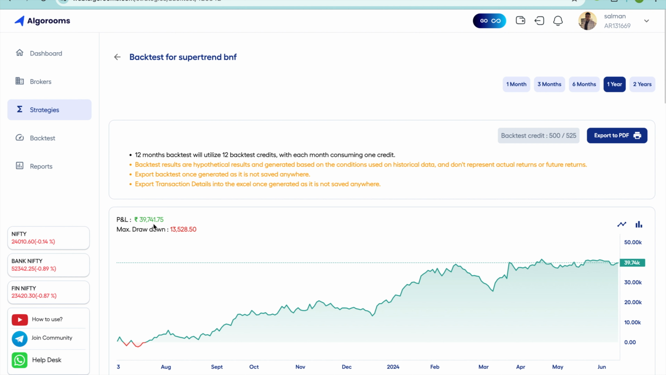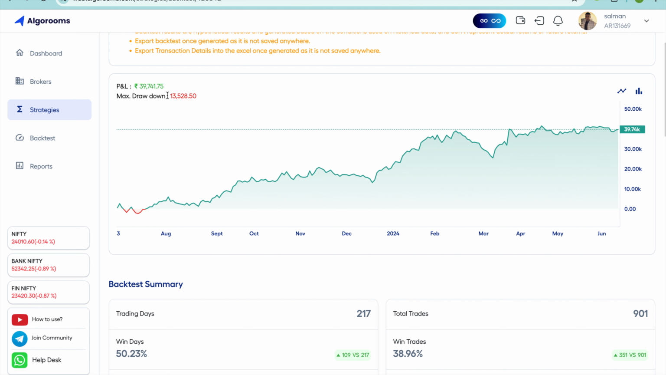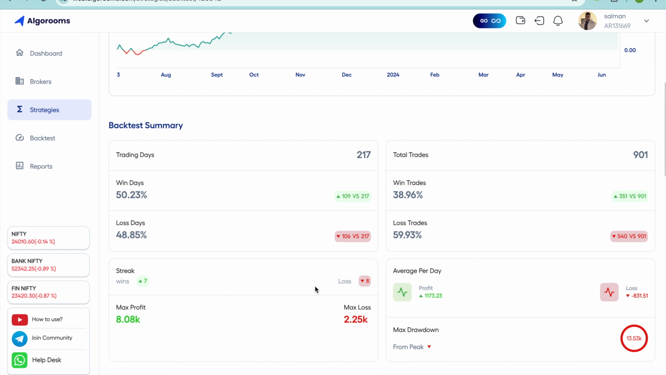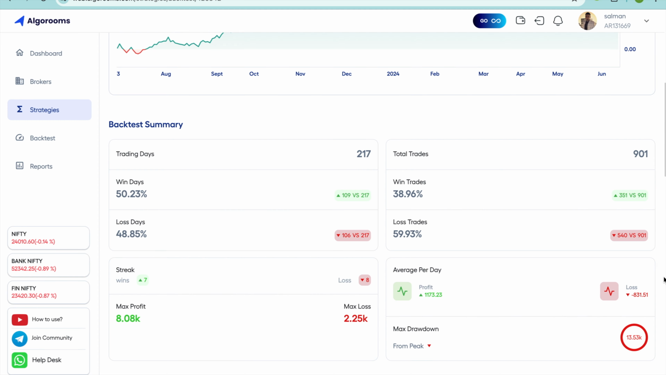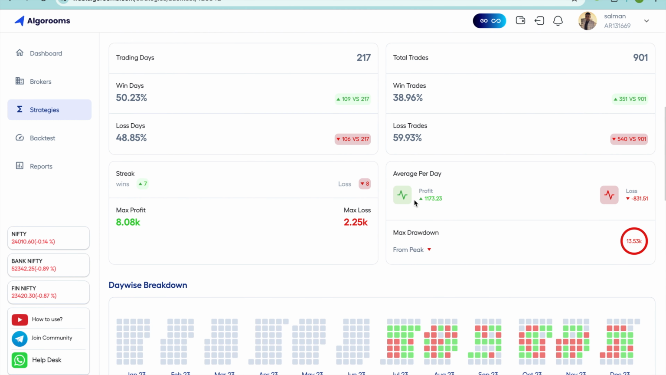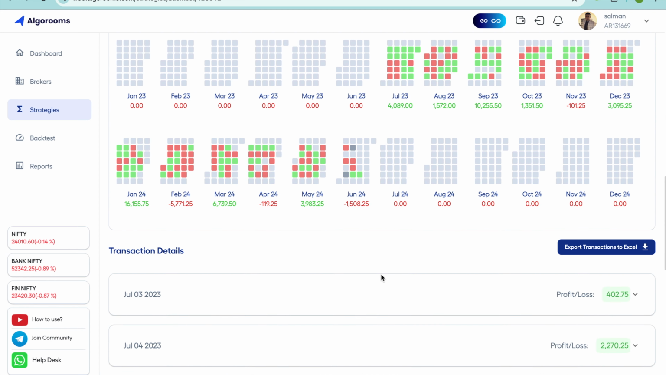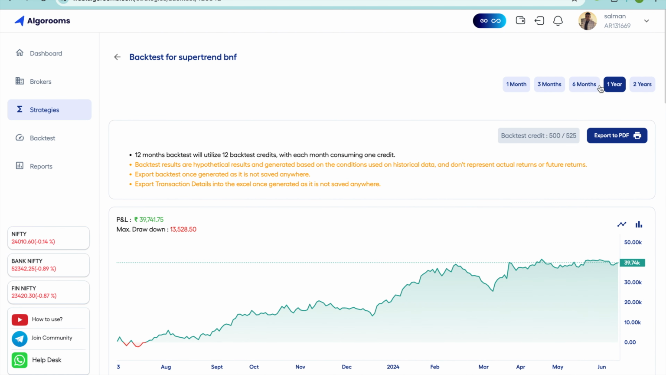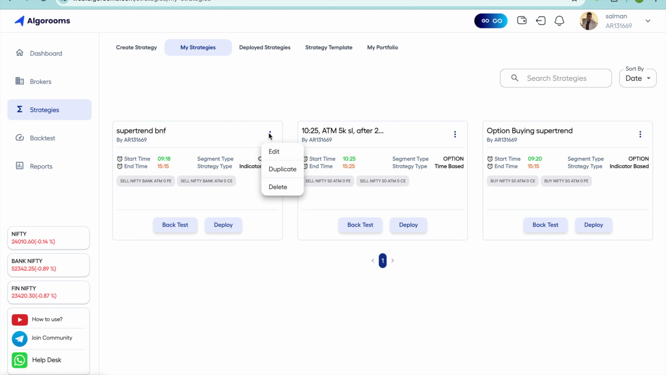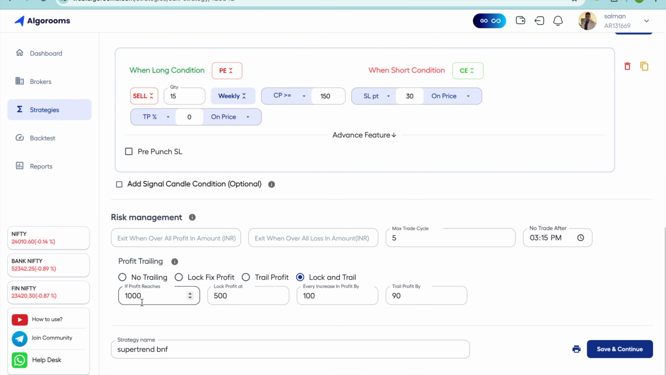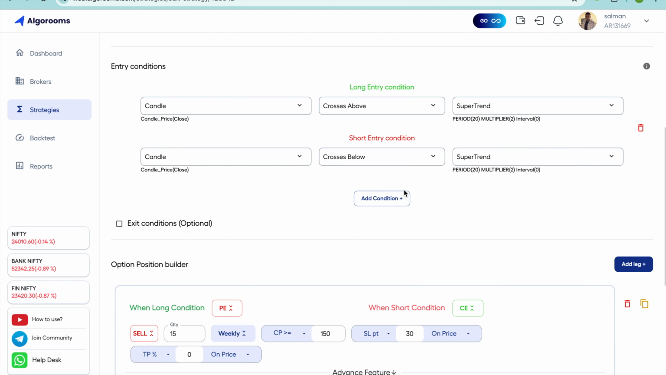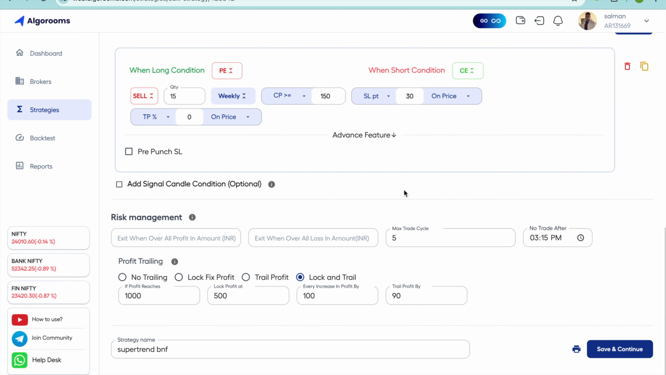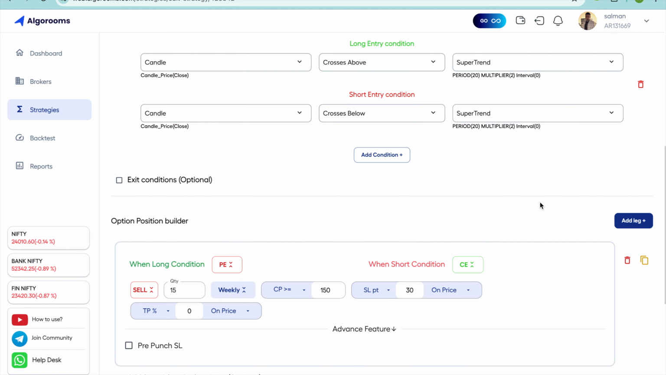So here you can see the profit has gone up to 39,000. I think because the number of entries has increased, but at the same time the max drawdown has increased to 13,000, and the loss days are higher. The average loss is around 831 and the average profit is around 1173. What we can do is probably go here and lock profit at 1000. Okay, our lock profit is at 1000 only, and this is good.